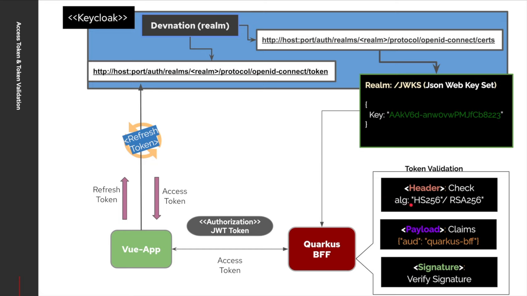One is the algorithm in the header that you have used. Second, you can check the payload. The payload comes with certain parameters, so you can check the client or the user based on your choice. You can check more details. And third, you can verify the signature using this key set. This is the process of validating a JWT token that you can do by yourself, or the Quarkus adapter does a lot of things for you.